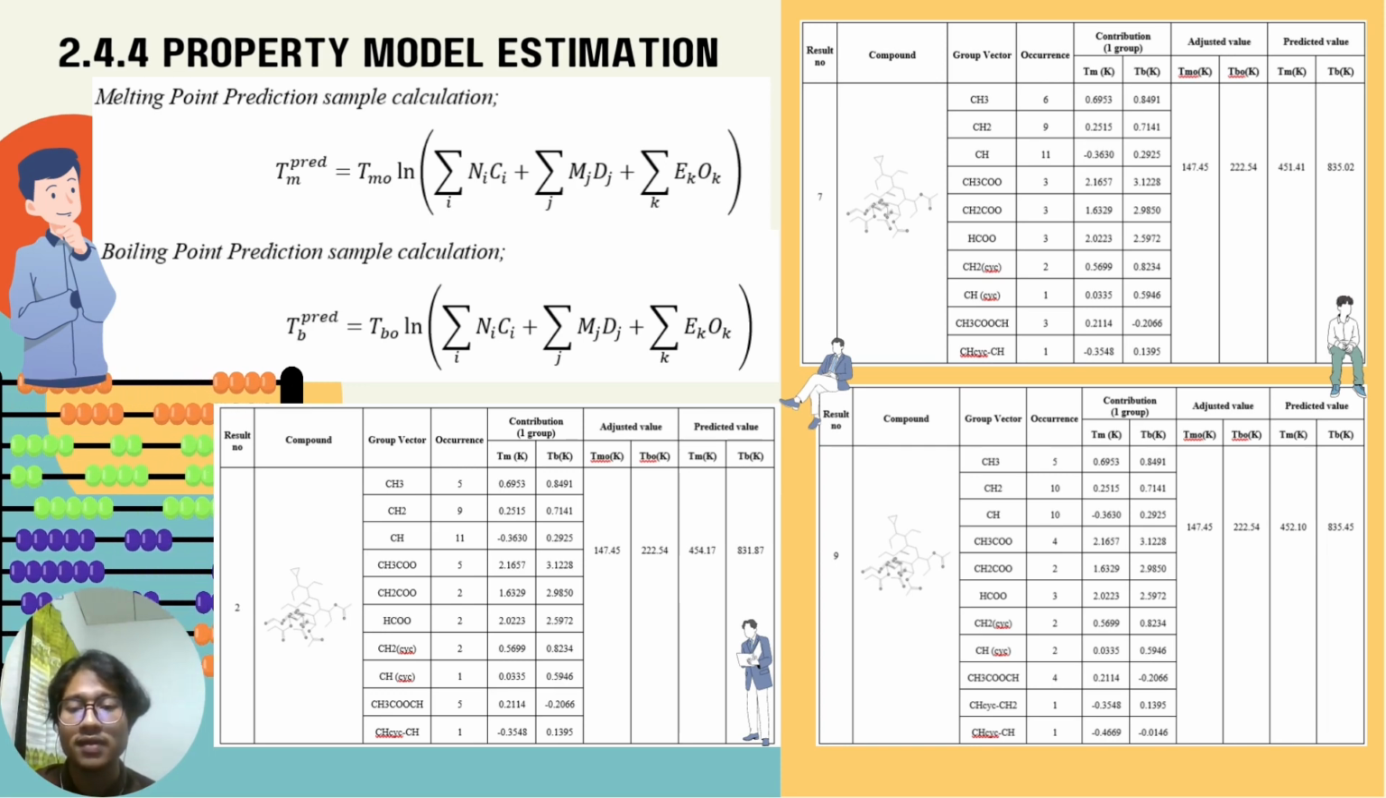For the property model estimation section, the group contribution method based on the Marrero-Gani method is applied. The process involves 4 steps. First, identifying the functional groups in the chemical compound. Second, determining the number of groups of each type. Third, retrieving the necessary parameters from the model parameter table. Fourth, summing the contributions and using the corresponding property model function to estimate the properties. The formula shown below is used to calculate the predicted melting point and boiling point that can be seen on the left side of each column. Next, my teammate will continue the presentation.